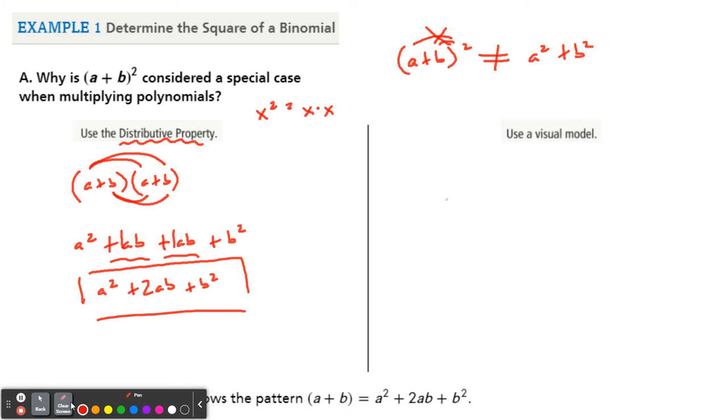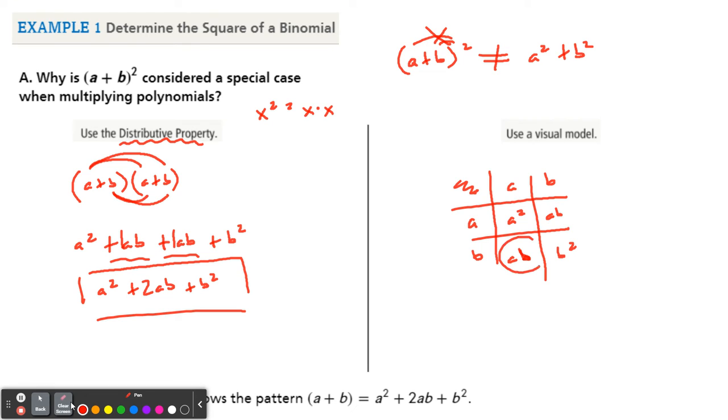Now visually, we did this the other day, so we create our tic-tac-toe board, two binomials, normal tic-tac-toe. This stays blank. We put an a and a b here because they're both positive, an a and a b here. A times a is a squared, a times b is ab, b times a or a times b is ab, sorry. And then b times b is b squared. And again, you see that the ab and the ab are the same. So this is a squared plus 2ab plus b squared.